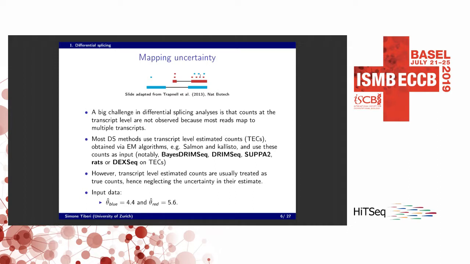And so what most methods for differential splicing do is to use a 2-step approach. It's called a plug-in approach in statistics, where you first use some quantification tools, typically Salmon or Kallisto, to estimate the number of RNA-seq reads that come from each one of the transcripts. And so you might have some estimates like 4.4, 5.6, something like that. And then you input these estimates in the tools. The problem with this approach statistically is that you neglect the uncertainty in these estimates. Well, you should ideally propagate that forward.